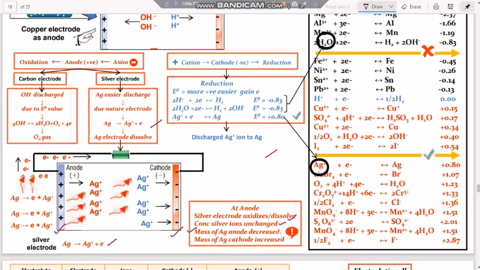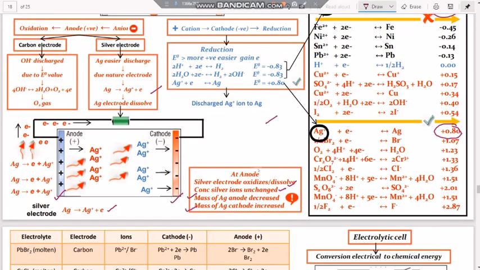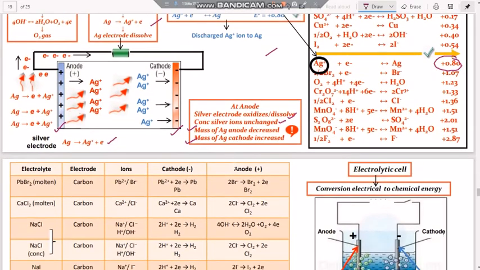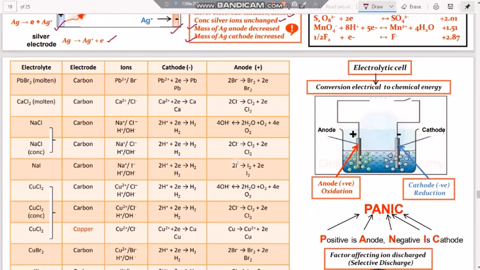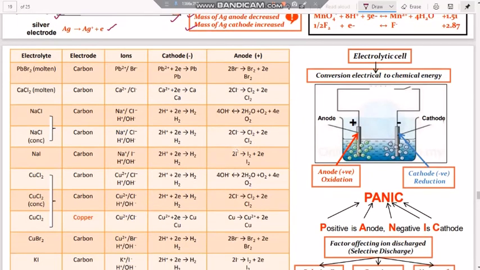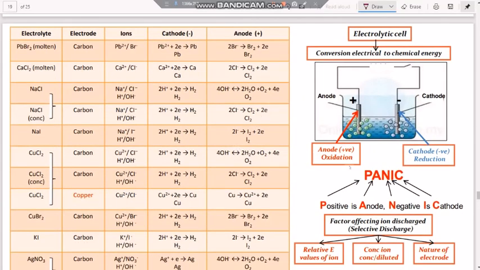The mass of silver at the anode decreased, and the mass of silver at the cathode increased. If you see the reduction potential values, you can understand this. So in brief, how can we ascertain this electrolytic cell and the products?